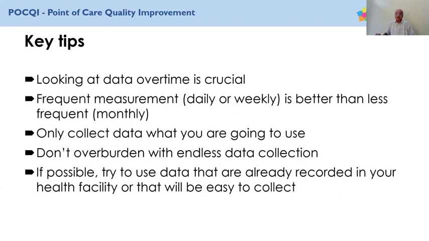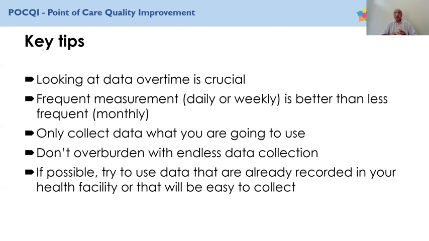What are the key tips for developing indicators or data? One, looking at data over time is crucial. Frequent measurement, daily or weekly, is better than no measurement or less measurement. Remember, frequent measurement, even if it's not going in the right direction, no problem. At least you will know. So frequent measurement of data is very, very important. Collect only data which is useful. Don't create a lot of registers and more data. Everything is being documented? No, that's not needed. Quality improvement to start with, you need clear data which is linked to your aim. Just monitor that. Don't overburden with endless data collection.